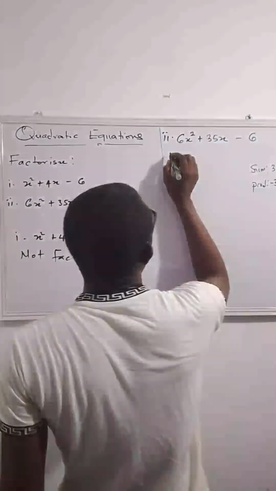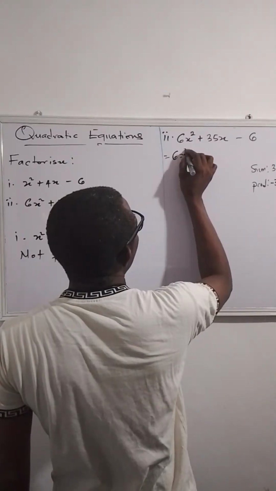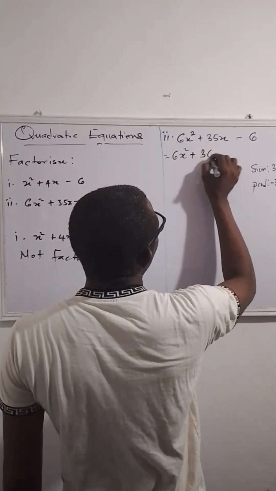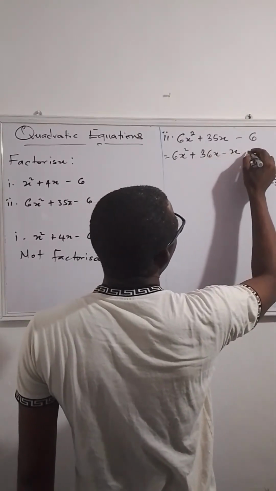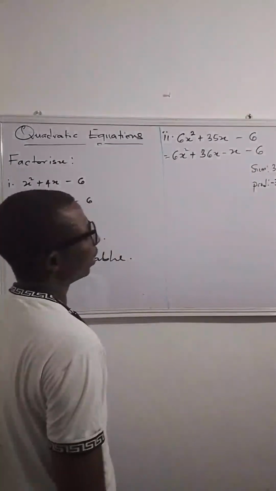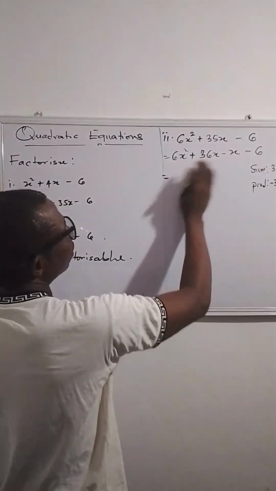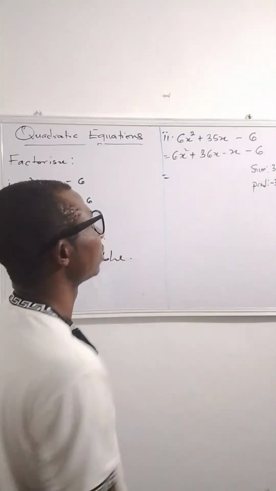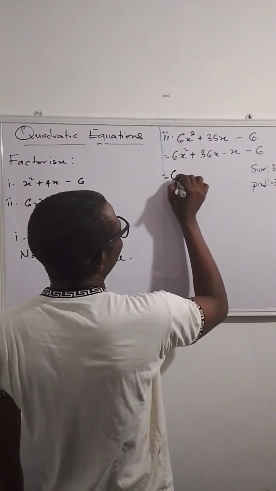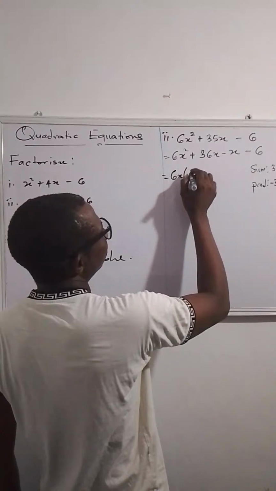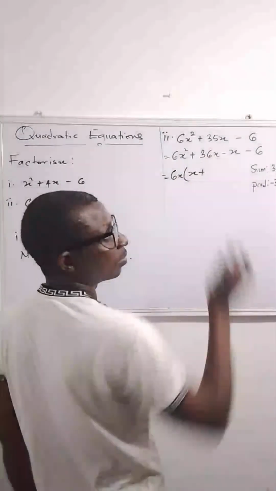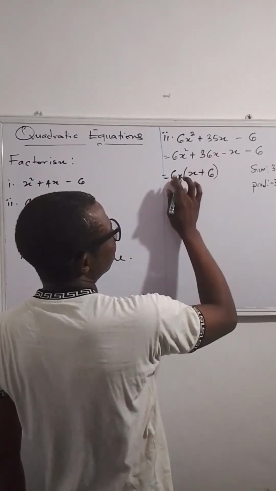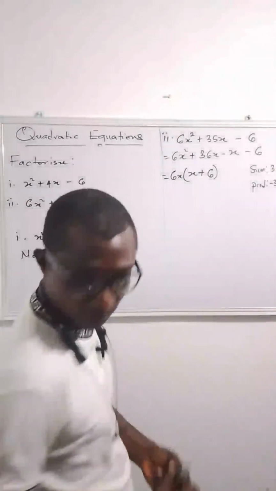So that means this expression turns to 6x squared plus 36x minus x minus 6. Now, when you look at this, what's the common factor? The common factor here is 6x. So we have 6x, and when you divide this by 6x, we have x plus, and dividing this by 6x, you'll have 6, because x cancels x and 6 goes into 36 at 6.